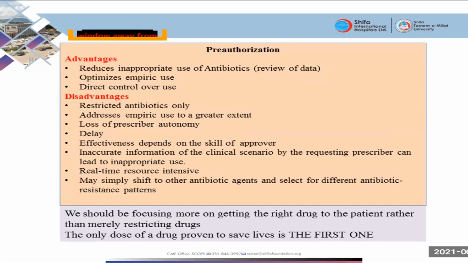So yes, it is important. Early dispensing, especially in case of sepsis, septic shock, is important, but the only dose of a drug which has been proven to save lives is the first one. So you can allow this dispensing at least for 24 hours, but then you can restrict the use.